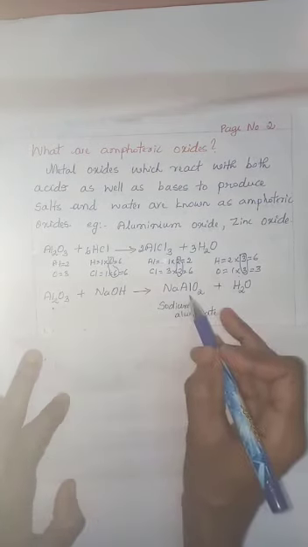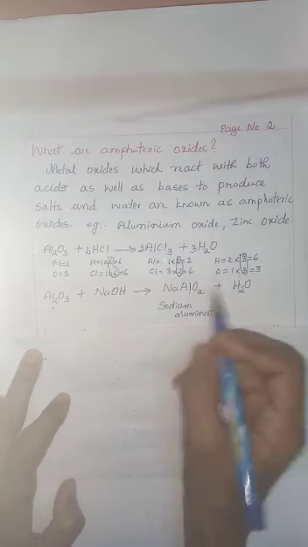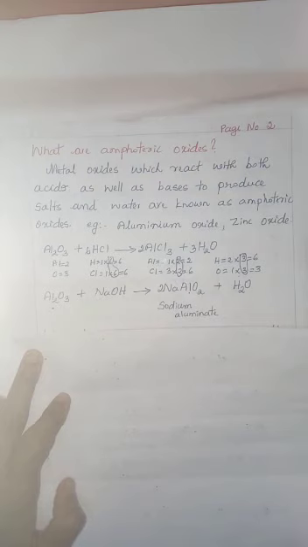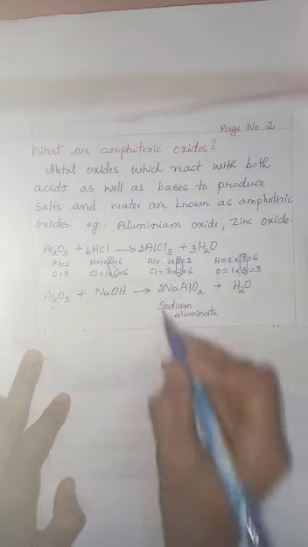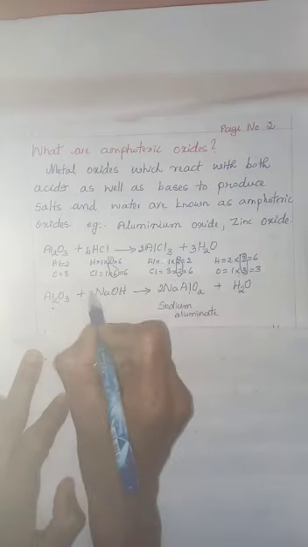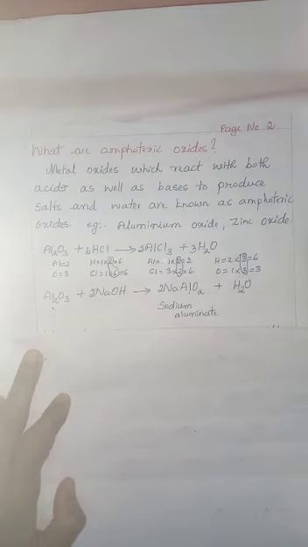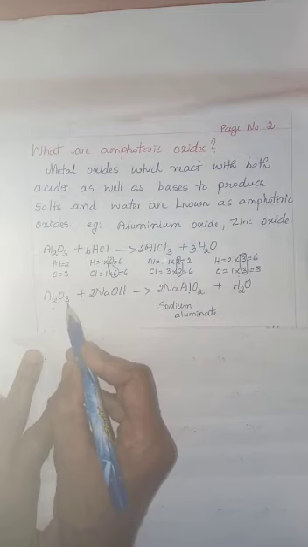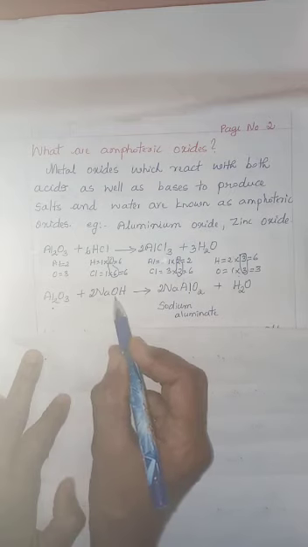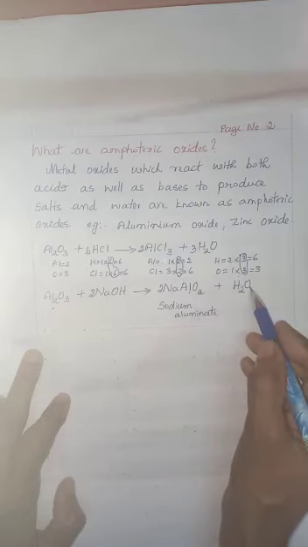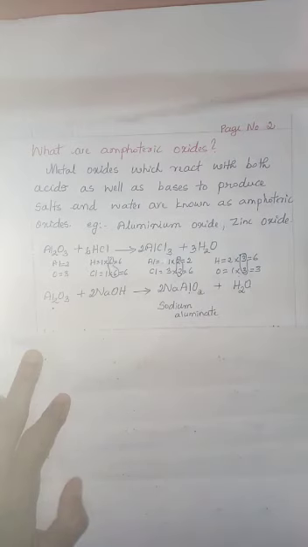Aluminum, 2 atoms of aluminum. Here there is 1 atom. So you multiply this sodium aluminate by 2. Next is sodium. It is 2 here. So you multiply this sodium hydroxide by 2. Now oxygen 3. Here 2. 2 plus 3 5. Here 2 2s are 4. 4 plus 1 5. Now it is a balanced equation. Students, you practice to balance this equation.